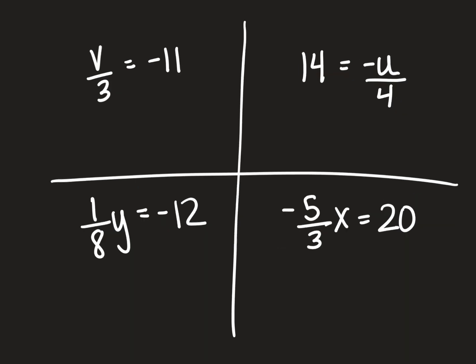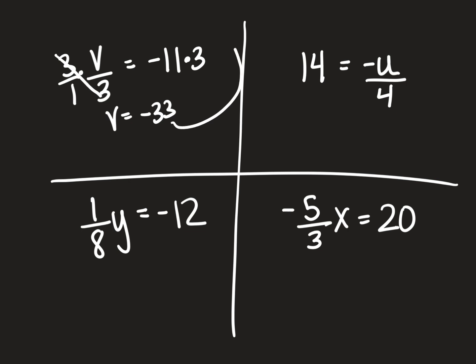Next, we have 4 equations that require multiplication. So for this first example, I can isolate the variable v by multiplying by 3 over 1. That cancels out the 3's on the left-hand side, and when I multiply by 3 on the right-hand side, I get v is equal to negative 33.